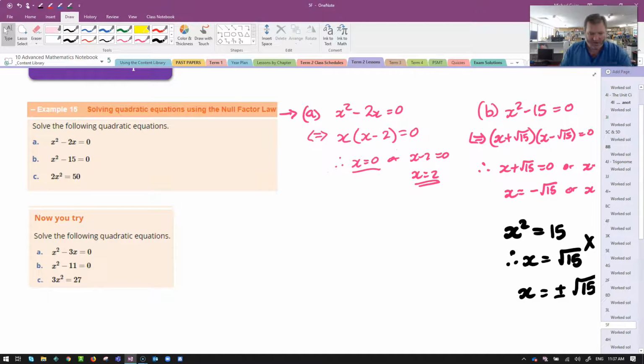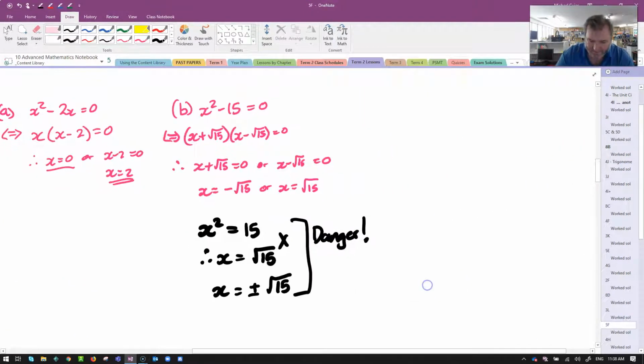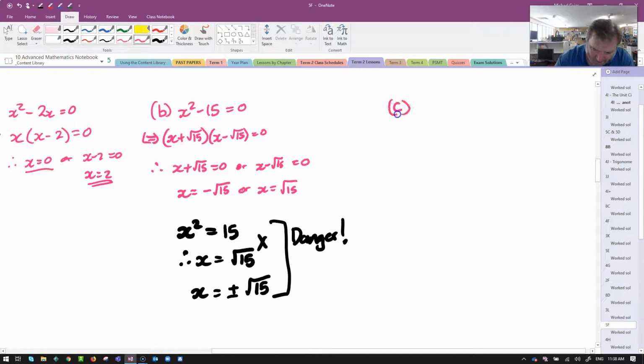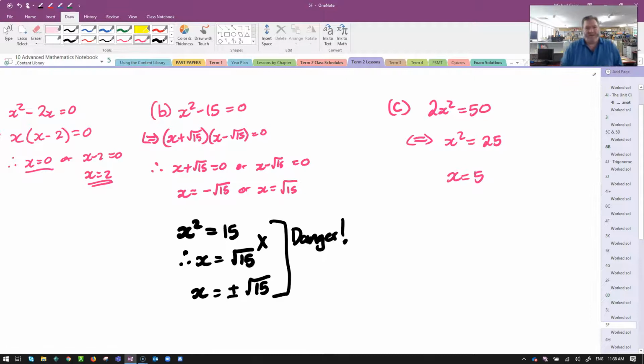Part C here. 2x squared equals 50. Alright, I'm going to divide by 2. I'm going to get x squared equals 25. And then you're all thinking in your heads, oh, so x equals 5. And what am I going to say? I'm going to say, don't give me an excuse to take marks away from you. You'll be upset. I'll be upset. Your teacher will be upset. It's too easy to miss a solution doing that.